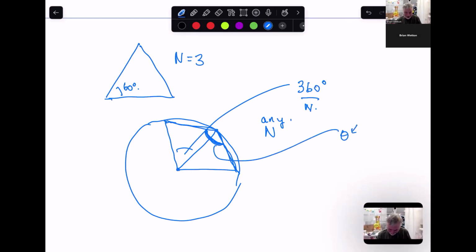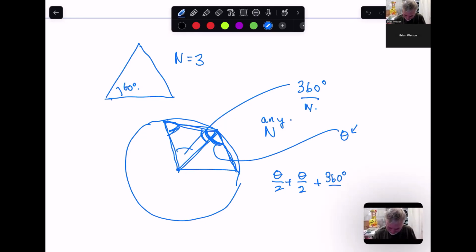This is what we want to know for the inside of the polygon, what that angle is. We know what it is for the triangle, the square, and the hexagon, but now we want a more general formula. And I know, though, that if I look at this triangle, I have half of theta, that's this piece here. And then if I add half of that one, and then I add the 360 degrees divided by n, then I have to get 180 degrees.